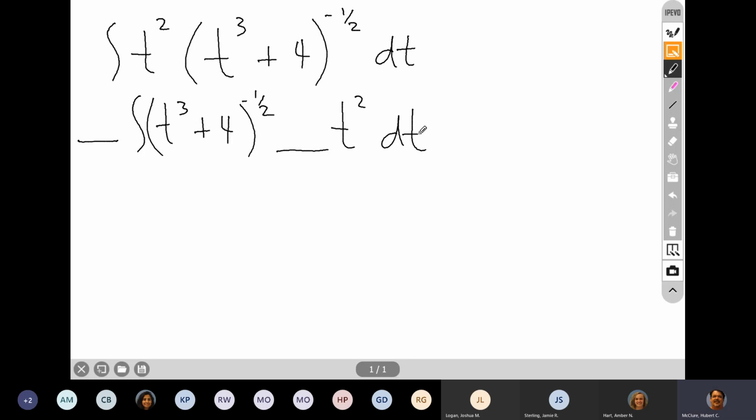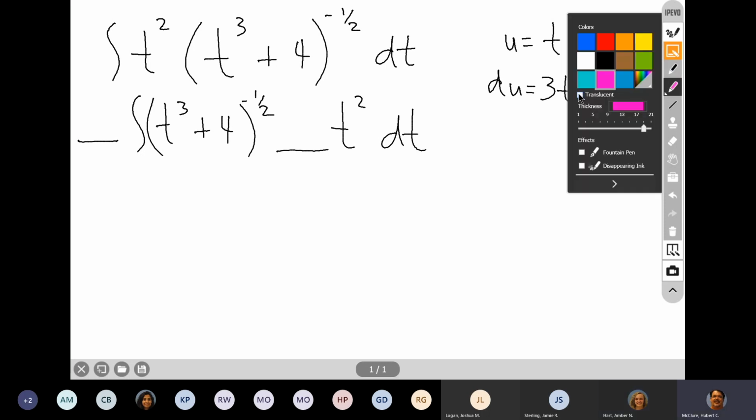So what do you do next? Well, you go over here and you say u is equal to t to the third plus 4. Therefore, du is equal to what? 3t squared dt. So what do we need? We need a 3. And if you put a 3 right here, you've got to put a 1/3 right there.